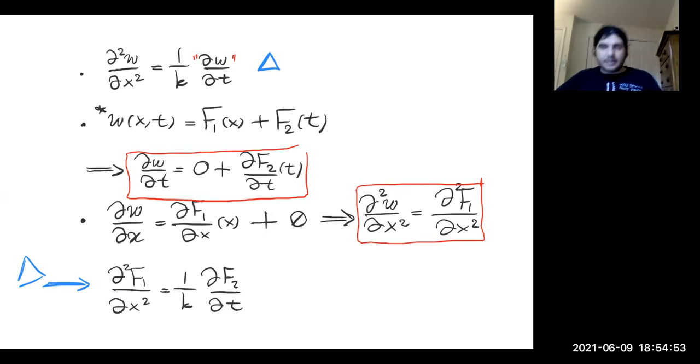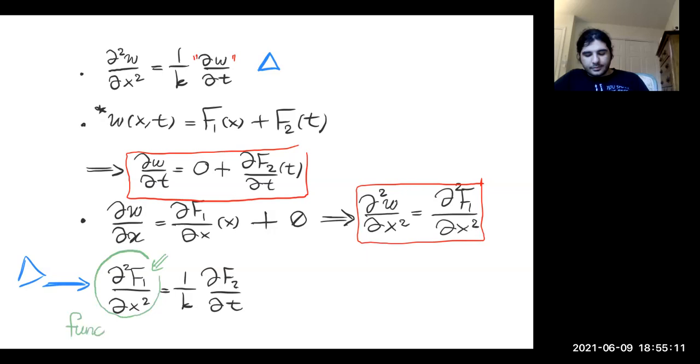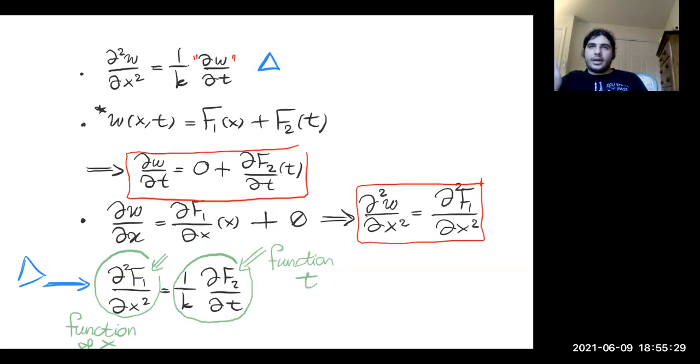Now, this is something I explained the other day. This is the key step, so I would explain that again. The point is that here, f1 is a function of x, and therefore its second derivative with respect to x is also a function of x. f2 is a function of t, therefore its derivative with respect to t is also a function of t. It means on the right-hand side, there is no x. On the left-hand side, there is no t. On the left-hand side, we have only x. On the right-hand side, we have only t.